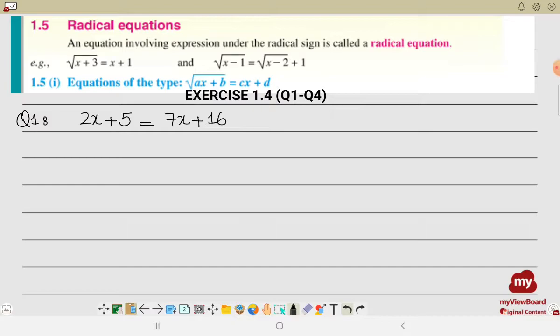Let's see what we are going to solve in this video. We have already started unit number 1 of class 10. We have reached exercise 1.4. Today we will solve radical equations.